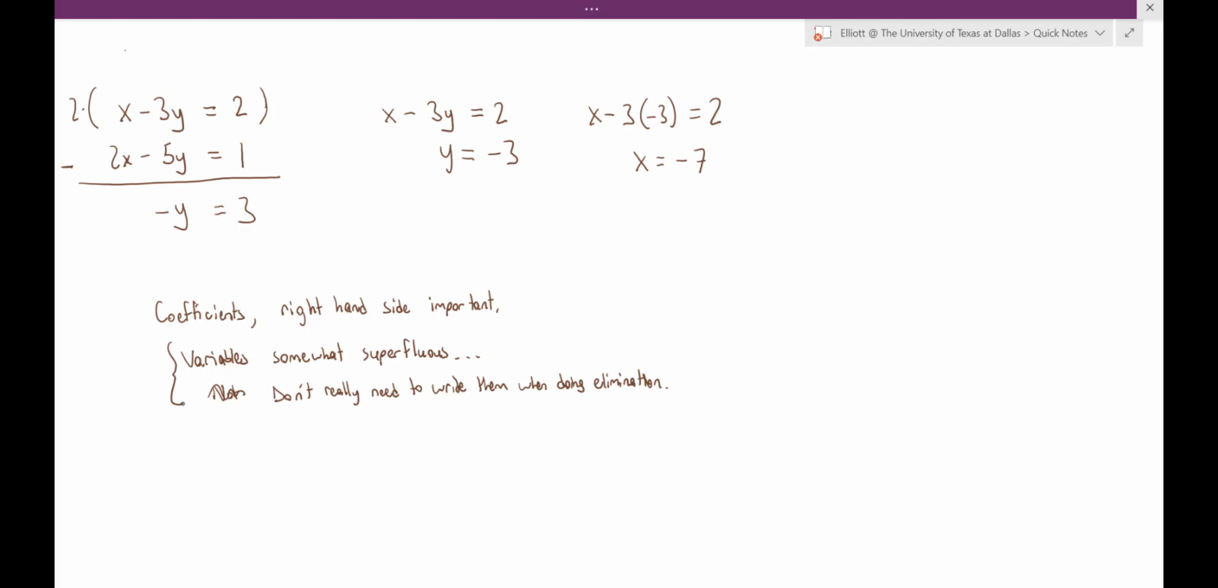So what that suggests is that we can rewrite our system in a sort of more simplified form, just by writing the coefficients of x and y, and then writing the right-hand side and dropping the variables. Okay. So this is what we would call the augmented matrix.